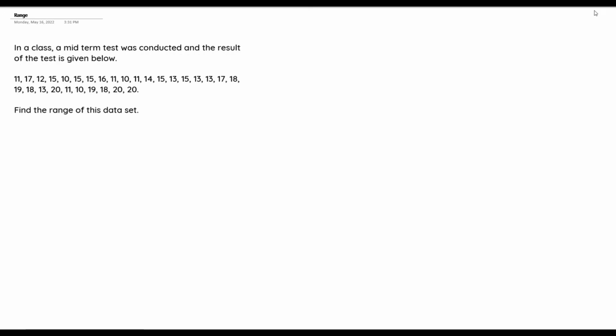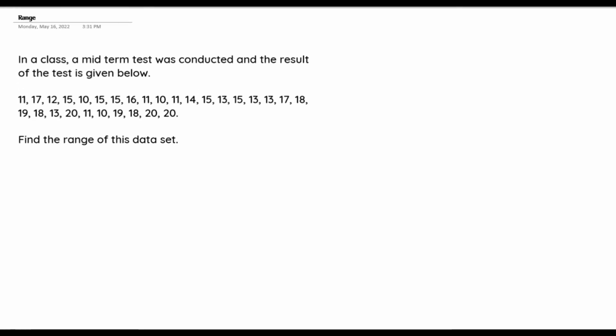For our next question, in a class a midterm test was conducted and the result of the test is given below. We have our data set starting from 11 down to 20, and we are supposed to get the range of this data set. Like I said earlier, the range formula is equal to the highest variable minus the lowest variable, and the highest variable in this data set is 20. So the HV is equal to 20, and the lowest variable is equal to 10.